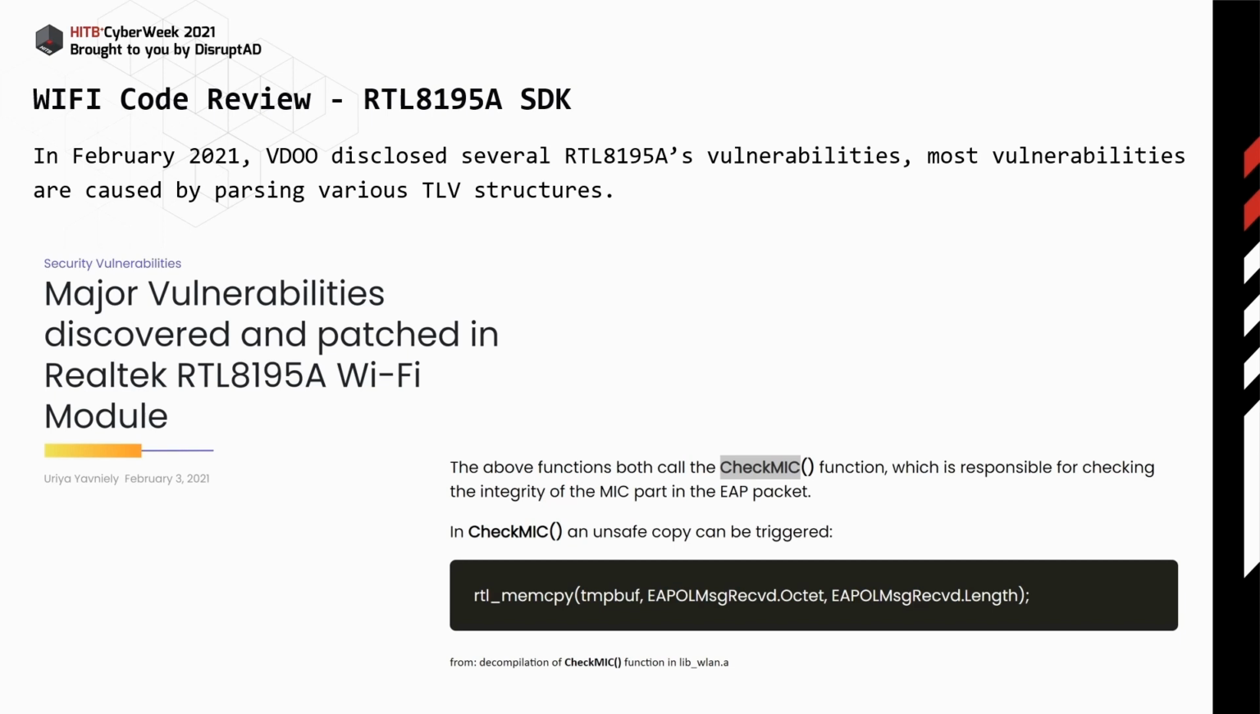In February 2021, the VDOO team released several vulnerabilities in the Wi-Fi protocol stack of RTL8195A. After analysis, I found that these vulnerabilities are mainly caused by not checking the data length when processing some TLV data structures in the Wi-Fi frame, such as the EAPOL frame. The right picture in the slide is one of the bugs. You can see that when the length of the EAPOL message is greater than the length of the temp buffer, the RTL memcpy will cause an overflow when copying data to the temp buffer.